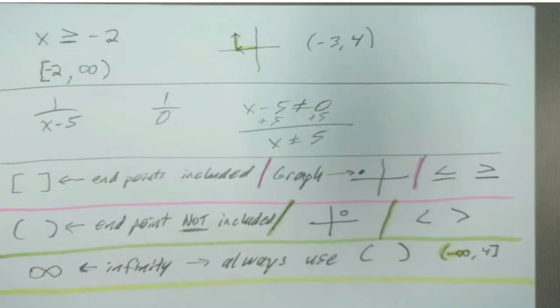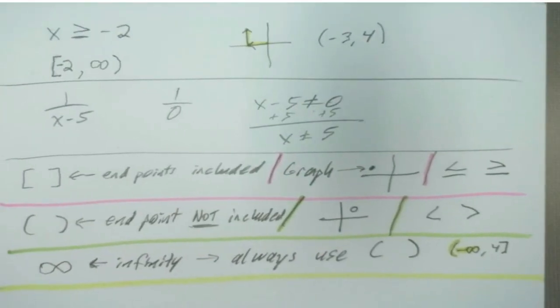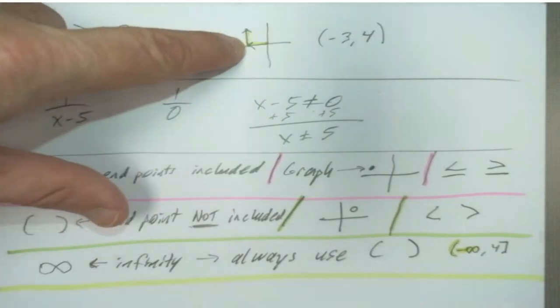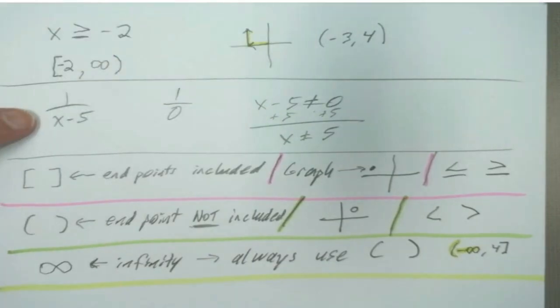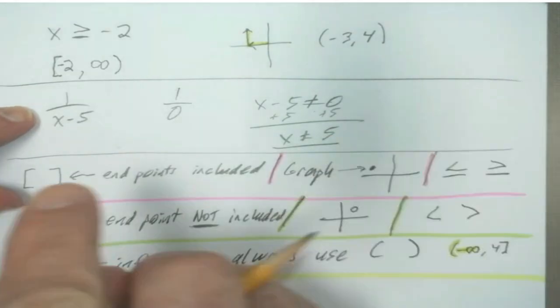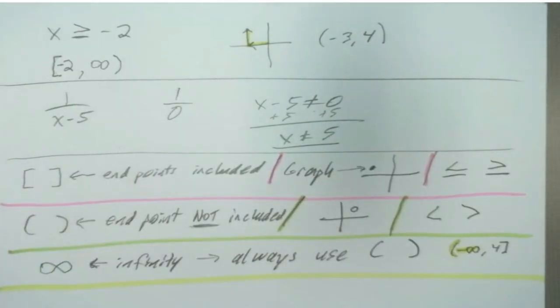Yeah, here's everything I have written so far. This was the answer to the first one. How do you write this in interval notation? X is greater than or equal to -2, so I wrote it like this. This was a point that was 3 to the left and 4 up from the origin, so that was the point. This was what is restricted for this equation. X cannot equal 5 because that would make the denominator 0. That's all I've written on my notes. And then I've got these 3 points.